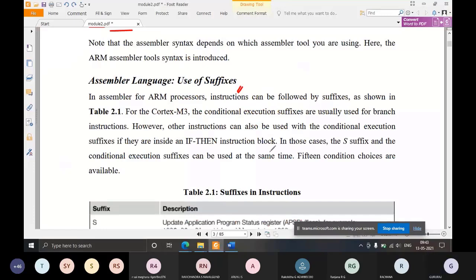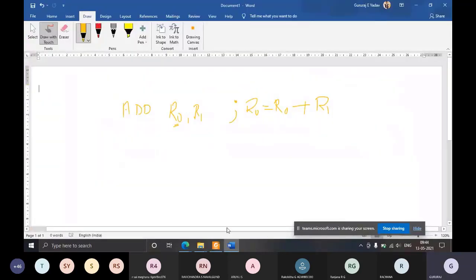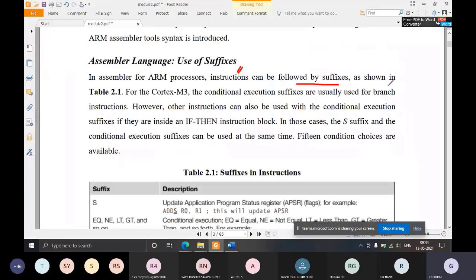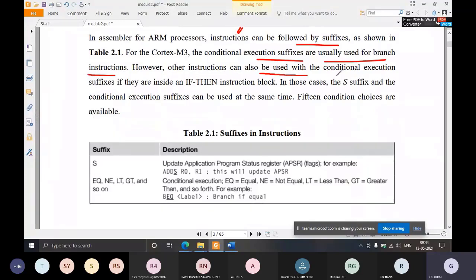So now we'll see the use of suffixes. In the assembler of ARM processors, instructions can be followed by suffixes. Once you write the instruction, for example ADD, ADD can be followed by suffixes. So what are those suffixes? We shall see. For Cortex-M3, conditional execution suffixes are usually used for branch instructions. However, other instructions can also be used with conditional execution suffixes if they are inside an IF-THEN instruction block. So don't worry about this IF-THEN instruction. We will discuss it in detail whenever we encounter it.